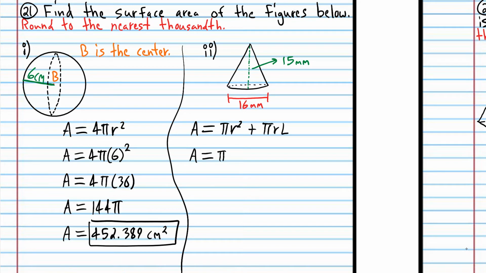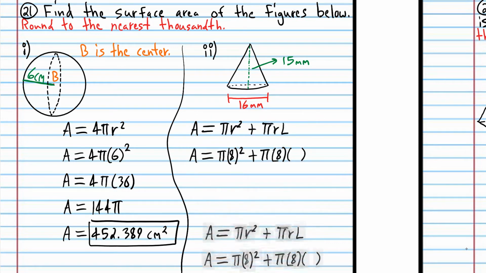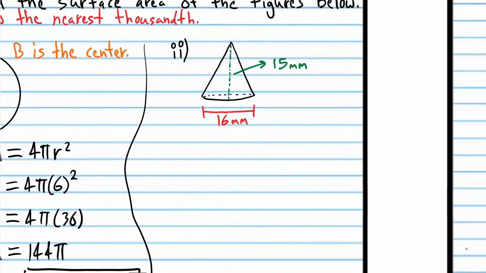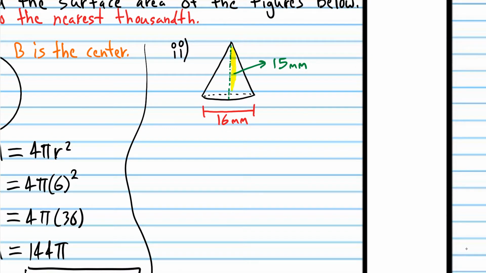So the radius of that circle is 8, half of 16. So plug in 8 for the radius. Sorry, my pen is kind of malfunctioning. And the slant height we actually don't know. So in order to figure that out, we're going to have to move this stuff down, and we're going to have to make a right triangle. And we're going to find the slant height, which is this blue length here, using those given numbers. So I'm going to rewrite that triangle out here.